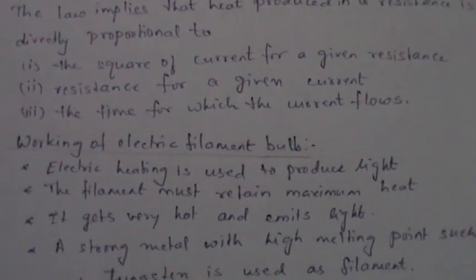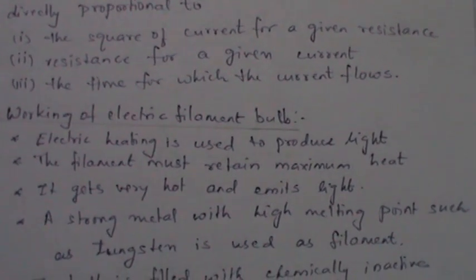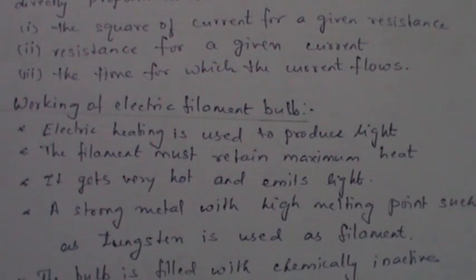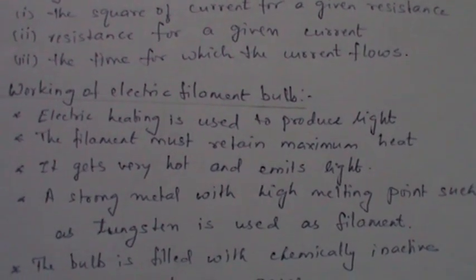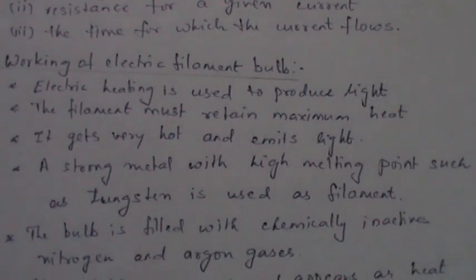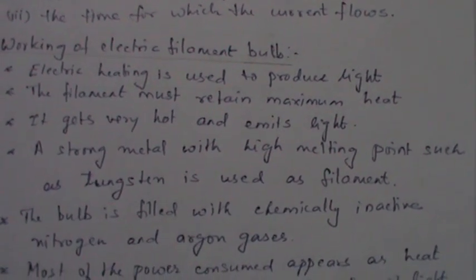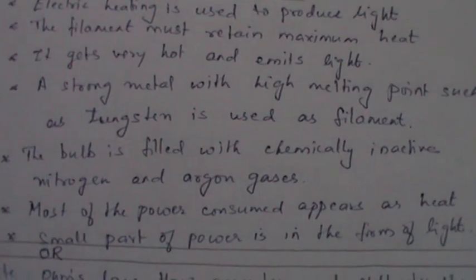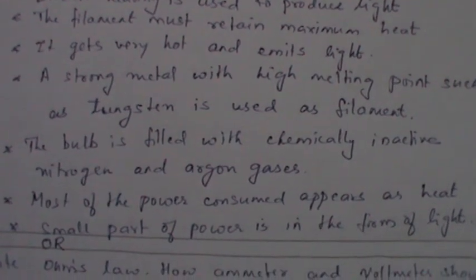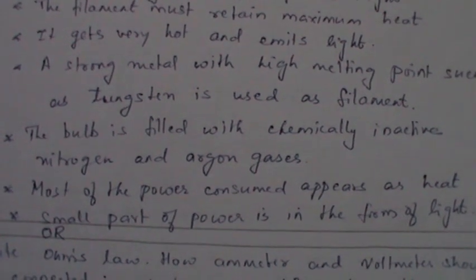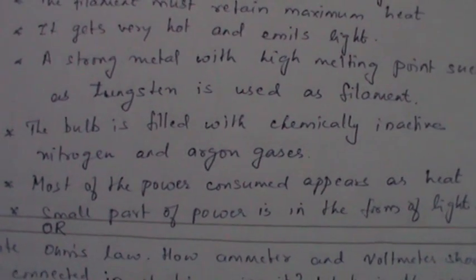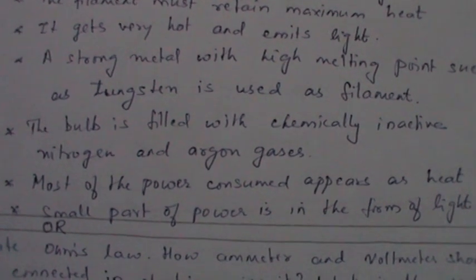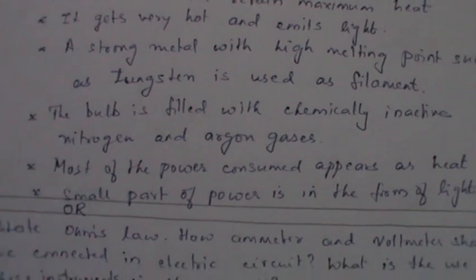Working of an electric filament bulb. Electric heating is used to produce light. Filament must retain maximum heat. It gets very hot and emits light. A strong metal with high melting point such as tungsten is used as filament. The bulb is filled with chemically inactive nitrogen and argon gases. Most of the power consumed appears as heat. A small part of the power is in the form of light.